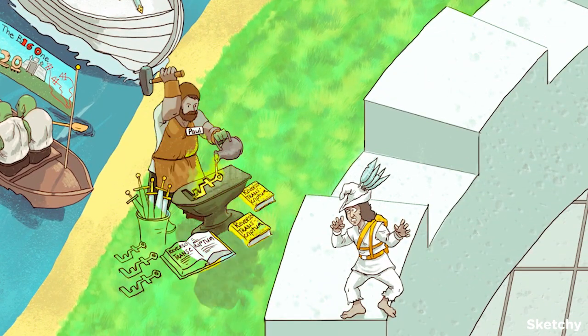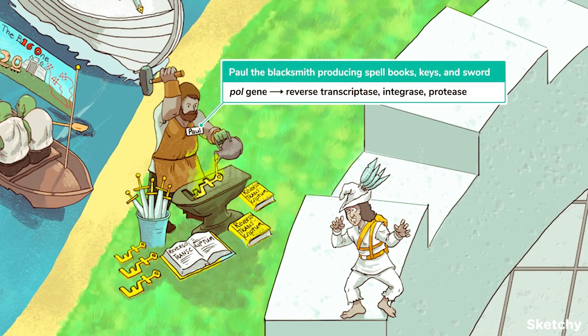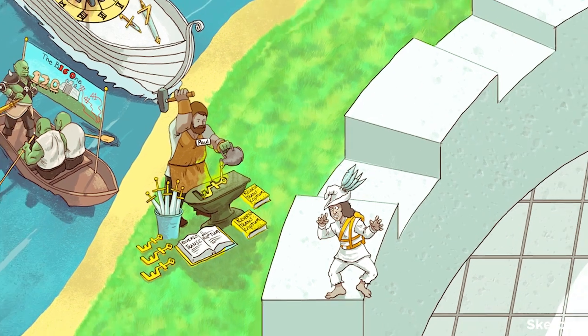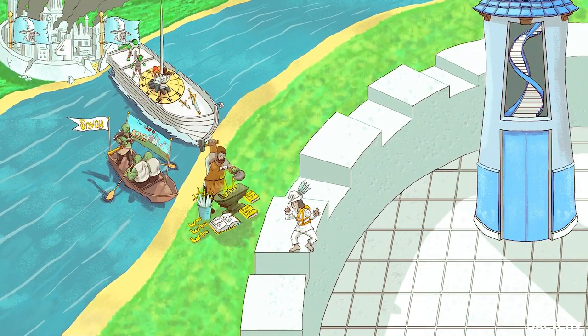Enter Paul, the blacksmith, a blacksmith of enzymes. He's here representing the POL gene. Like ENV, POL encodes a polyprotein which is cleaved to form important enzymes required for viral replication, including reverse transcriptase spellbooks, integrase keys, and protease blades. We'll come back to these enzymes in a moment. Now that you're familiar with the three structural genes and the protein products they encode for, let's see how they each play into HIV's life cycle.